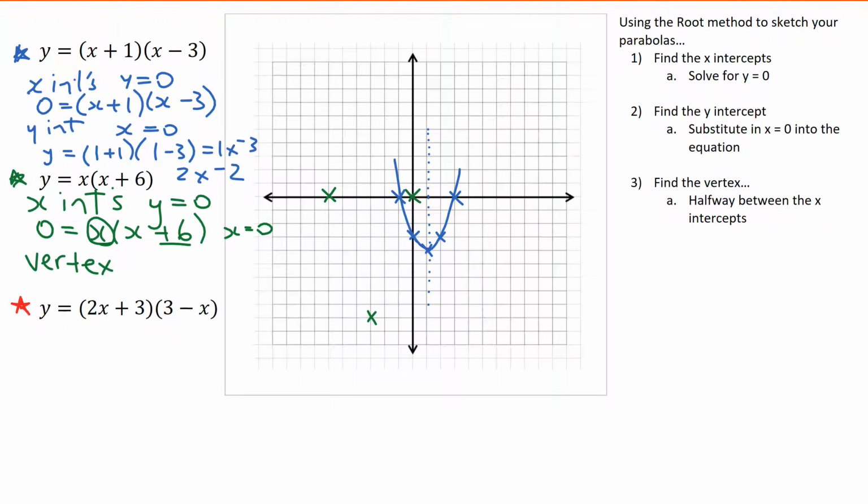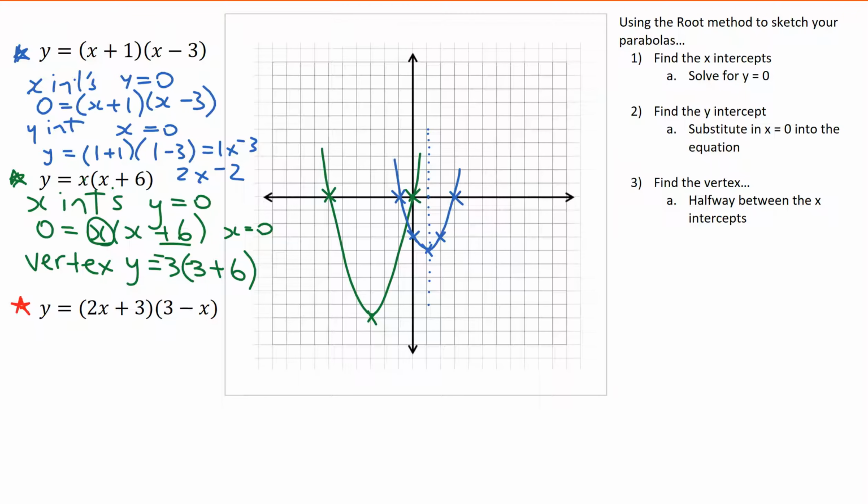What I could have done as well is substituted -3 into this formula. So y equals -3 times -3 plus 6. -3 times 3, which is -9. That's what's down there at -9. And there is the general shape of my parabola. You happy with that? Any questions with those ones?